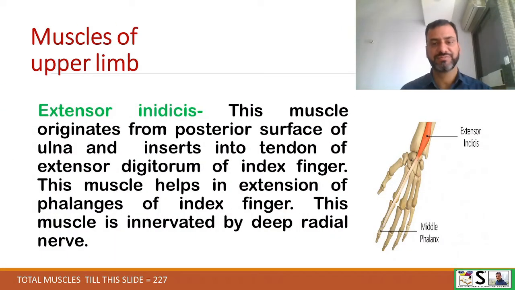Extensor indicis. This muscle originates from the posterior surface of the ulna and inserts into tendon of extensor digitorum of index finger. This muscle helps in extension of index finger. This muscle is innervated by deep radial nerve.